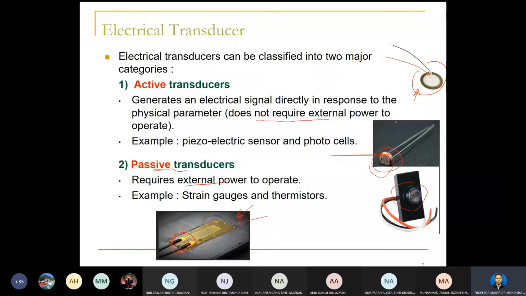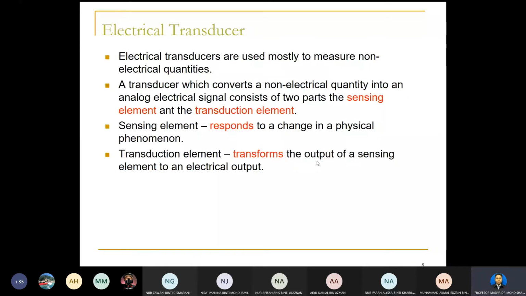Compared to that, with active, we just connect to our circuit, so automatically this sensor will function. That's why we call it active. Active does not require power to operate the sensor. The passive requires power to operate the sensor. That we call the major category for the electrical sensor. Okay, that's what I mentioned to you.